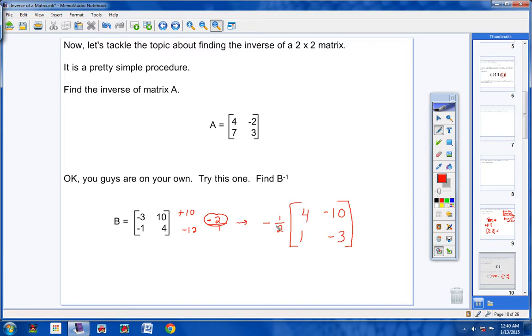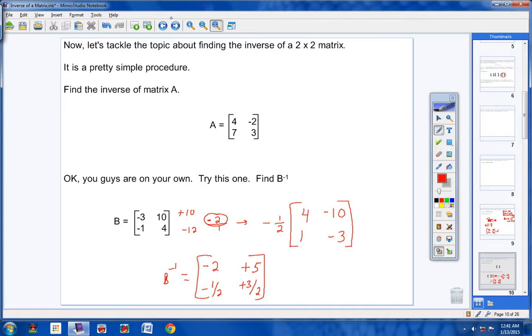And now take your negative 1/2 and multiply it through. If you do that correctly, you will get negative 2, positive 5, negative 1/2, positive 3/2. And of course, you do not have to put the positive signs. Okay, so there we go. So this here would be the inverse of B equals this right here. So students, there we go. Okay, that's how you find the inverse of a 2x2 matrix.